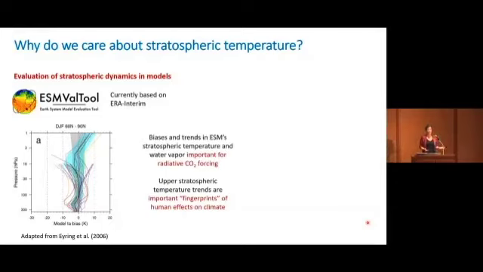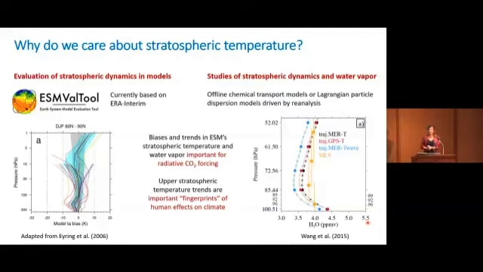And that's important. We want to get these temperatures and these temperature trends right, because they're important for the radiative CO2 forcing in the models. And we know that the upper stratospheric temperatures are also very important fingerprints for the anthropogenic impact on climate. And then we have a lot of offline models that we run in the stratosphere. We want to look at composition, especially at ozone or aerosols or water vapor, and we drive these with reanalysis. So you really want to get your temperature right in the reanalysis data set in order to have the right amount of water vapor that you bring into the stratosphere.